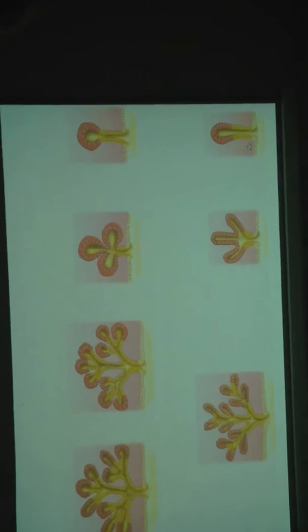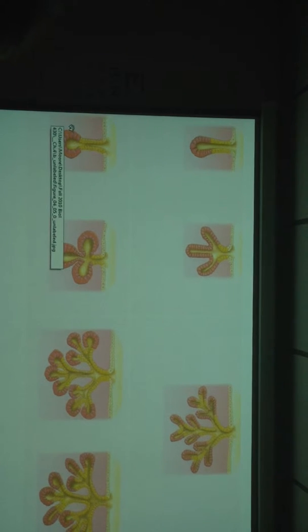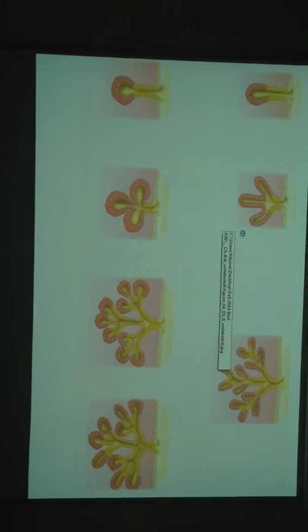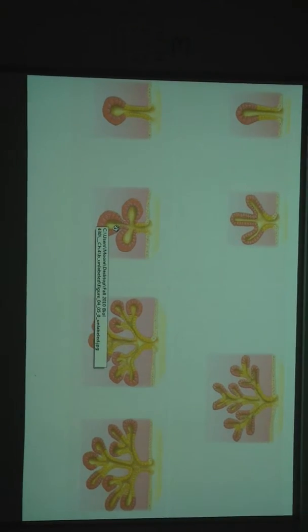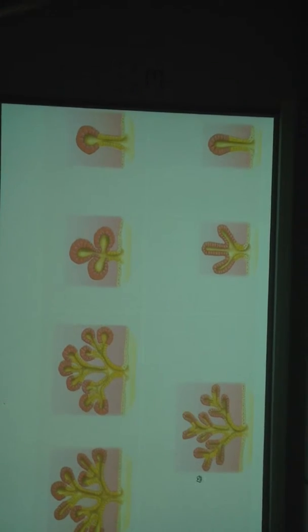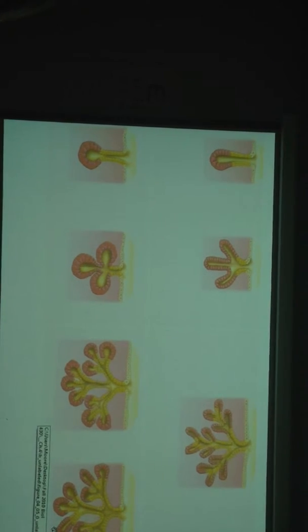Structural class, starting top left. Simple alveolar. Simple tubular, bottom left. Simple alveolar or acinar. This one? Simple tubular. Branched tubular down here. Simple branched alveolar, top right. Compound tubular. Bottom right. Compound alveolar. Compound tubulo-alveolar. And then this one's compound alveolar.